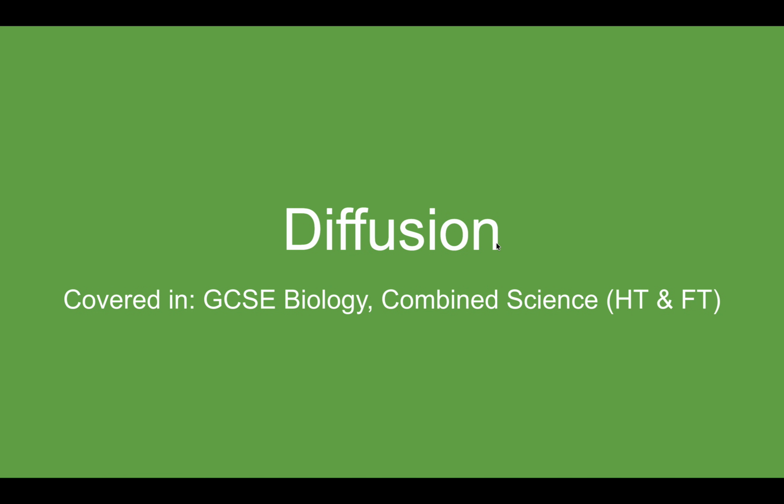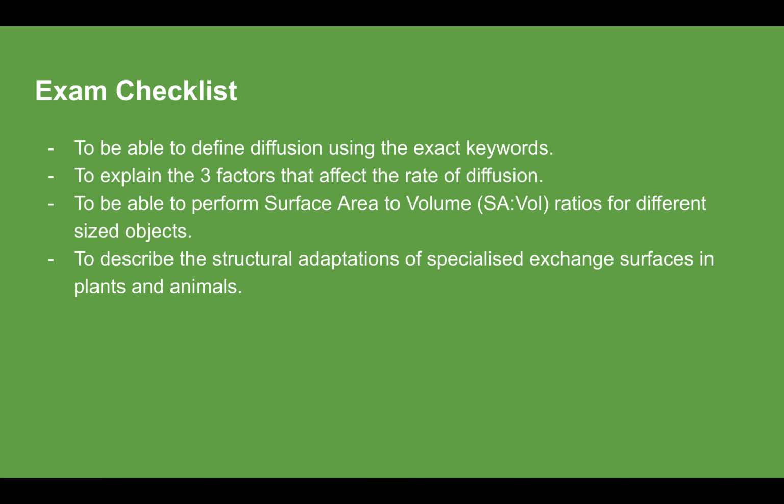In this video we're going to be covering the topic of diffusion, and this is covered in topic 1, cell biology. This is required for courses GCSE Biology and Combined Science Higher and Foundation. By the end of this video you should be able to define diffusion using the exact keywords expected from the specification. You should be able to explain the 3 factors that affect the rate of diffusion, and you should be able to perform surface area to volume calculations for different sized objects. In addition, you should be able to describe the structural adaptations of specialized exchange surfaces in plants and animals.